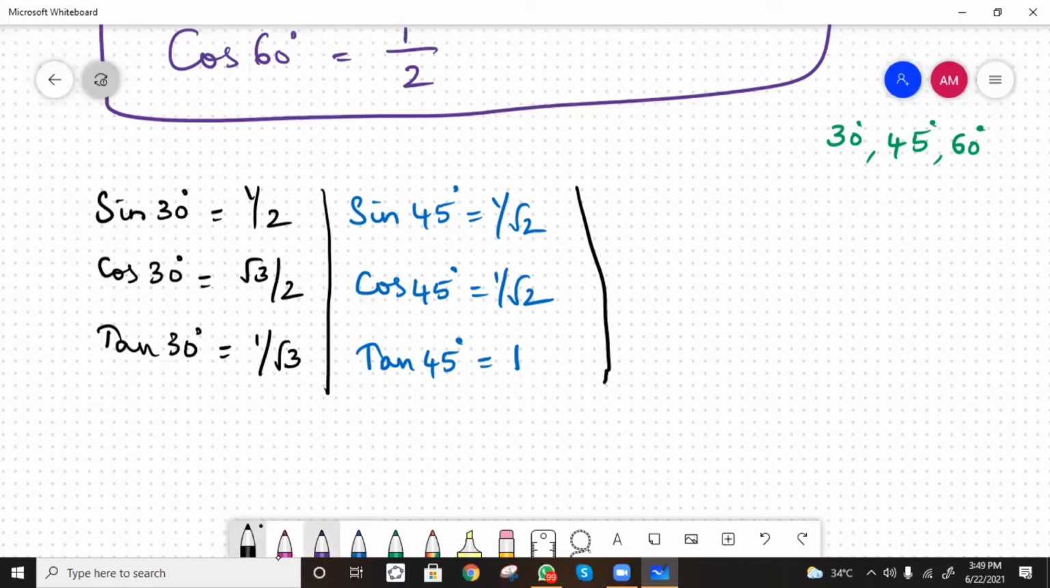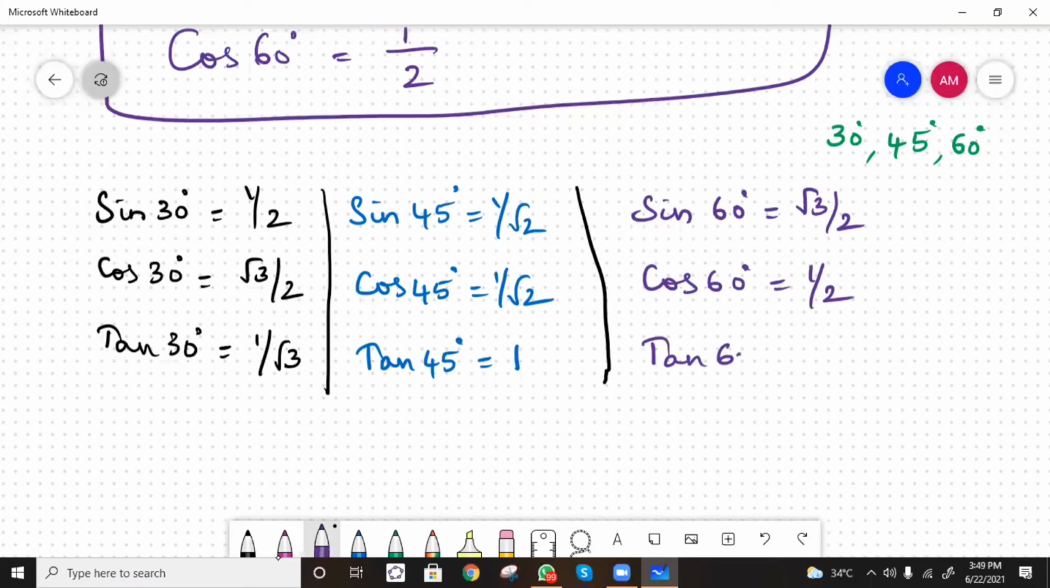So what is sine 60? Root 3 by 2, madam. What is cos 60? 1 by 2, madam. What is tan 60 degrees? Root 3, madam. So these are very, very important. Okay.